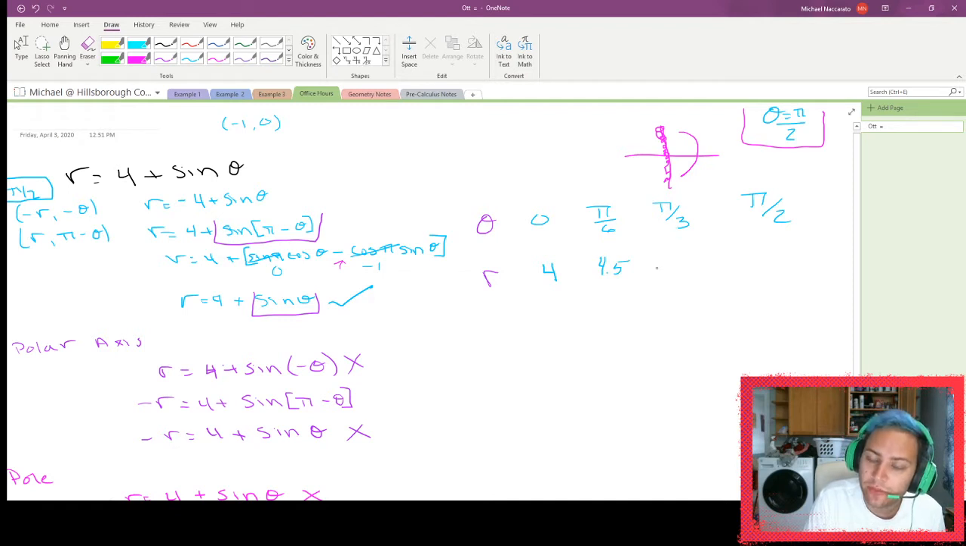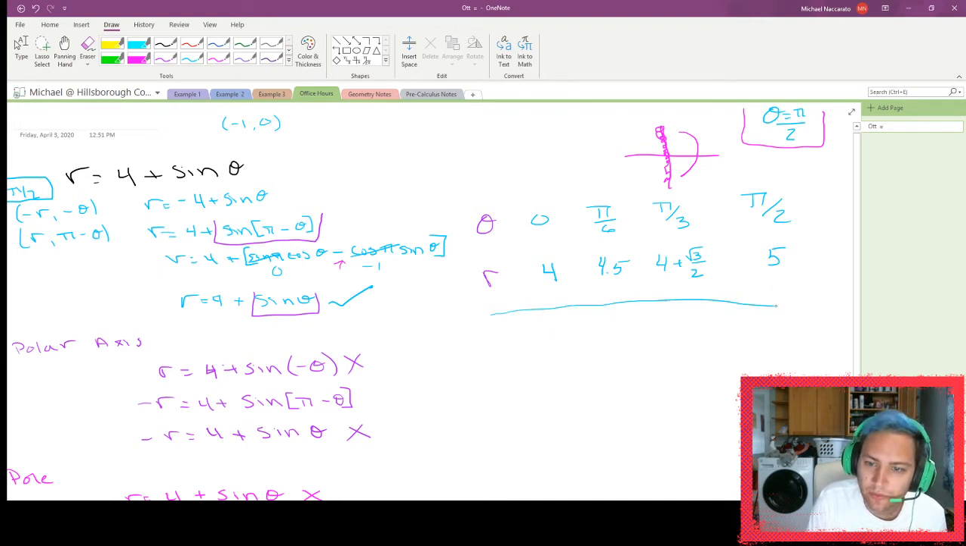When I do pi over 3, that's going to give me radical 3 over 2. And 4 plus radical 3 over 2 is going to give me something that I don't have a calculator right in front of me for, but we'll plug that in a minute. And then last, when I plug in pi over 2 for sine, I get 1. And 4 plus 1 is going to be 5. So there's my quadrant 1 coordinates.